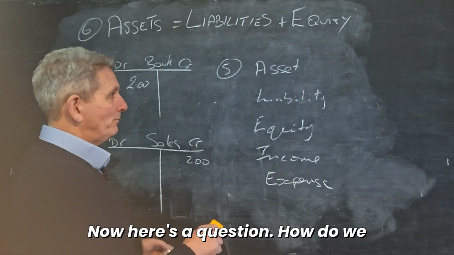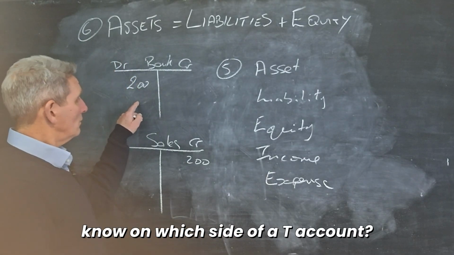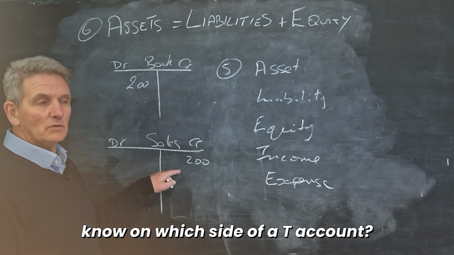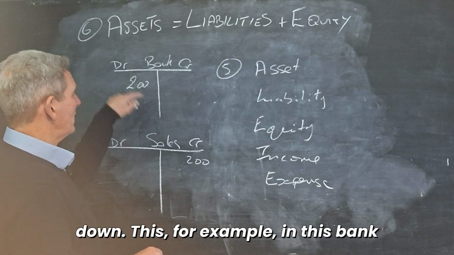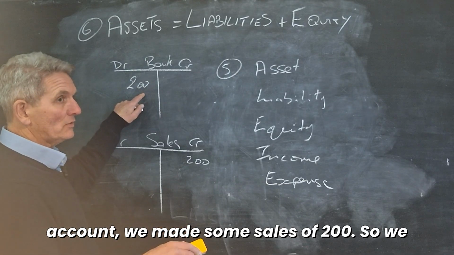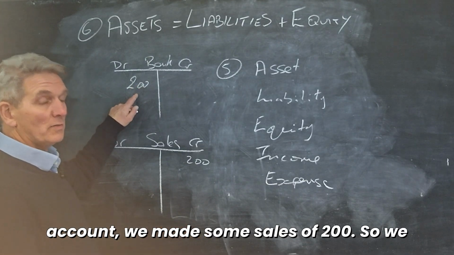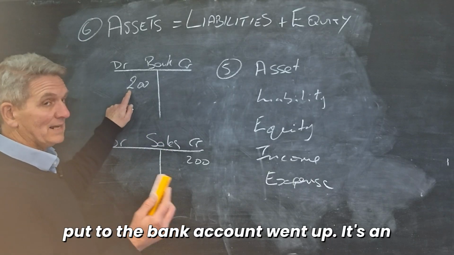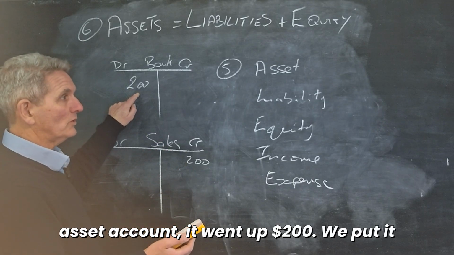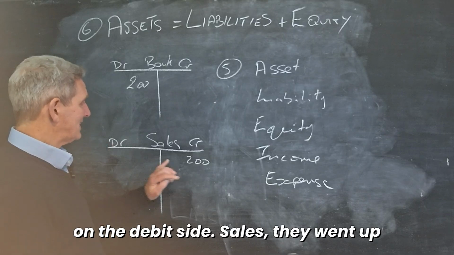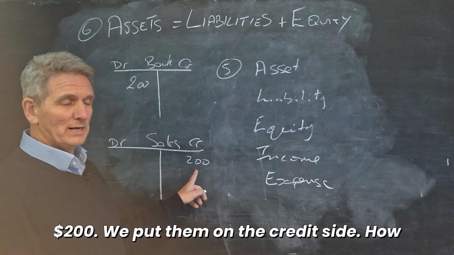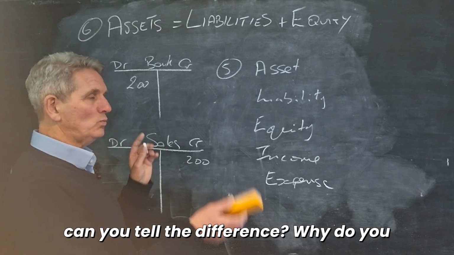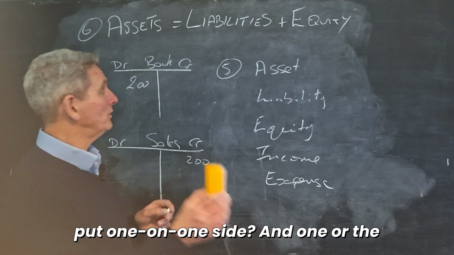Now here's a question. How do we know on which side of a T account things are going up and things are going down? For example, in this bank account, we made some sales of 200. So the bank account went up. It's an asset account. It went up $200 and we put it on the debit side. Sales went up $200. We put them on the credit side. How can you tell the difference? Why do you put one on one side and one on the other?